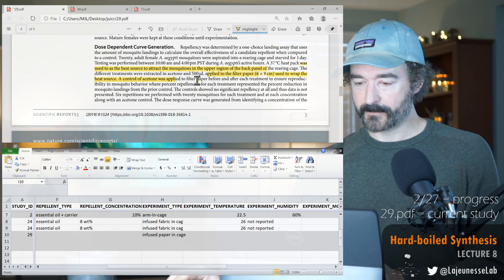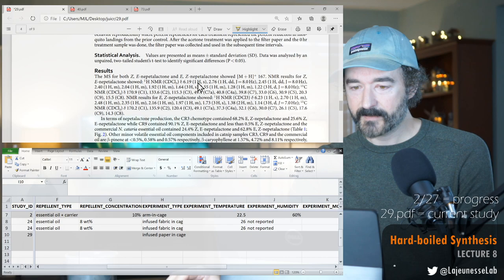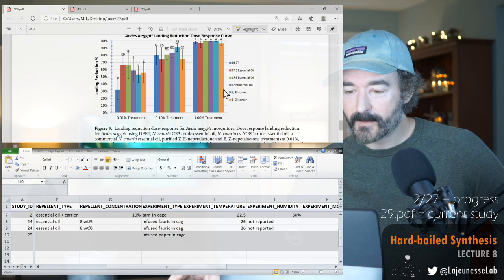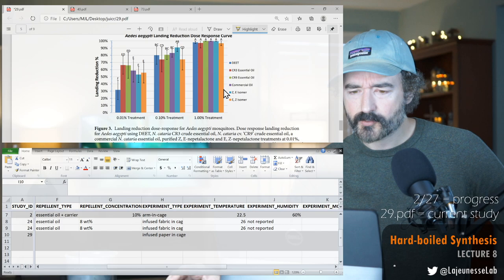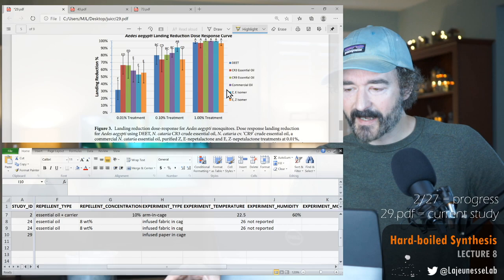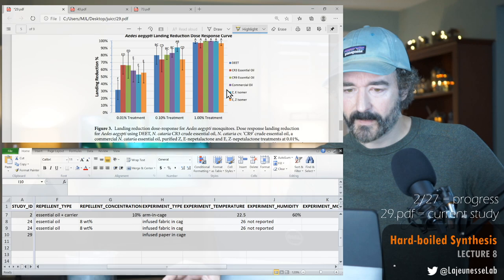All right, what else do we need to code? We got time course assays, we got results. Let me jump and see if there's a figure that I could use. Landing reduction dose response curve. Okay, so this is what we want. Landing reduction percentage. That's not ideal data percentage-wise. I would rather have counts or an average count rather than a landing reduction.